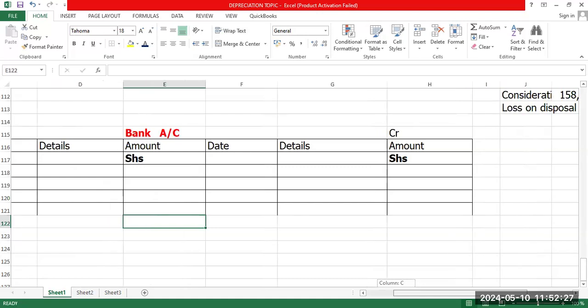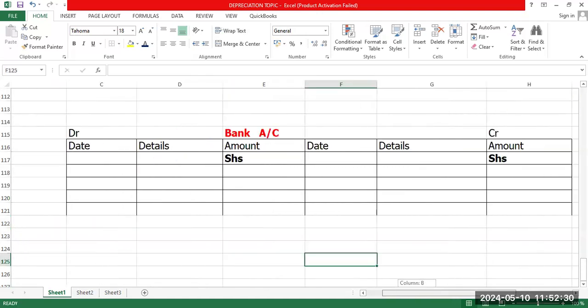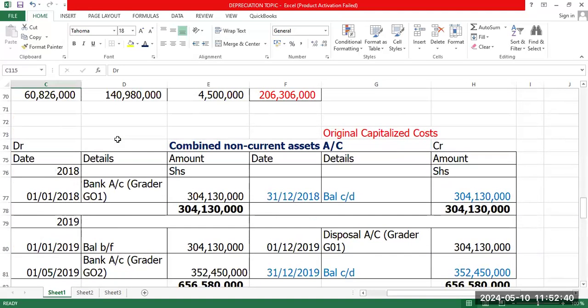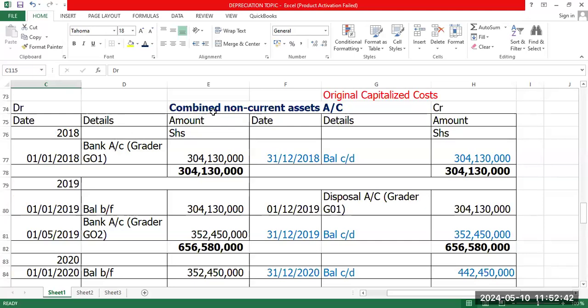So here you just ask yourself, what are the transactions you made through bank only? Come back to the first account you prepared. Look for where you have the word bank. So it is on the debit side. Now when we go to the bank account, we credit. So just copy this.